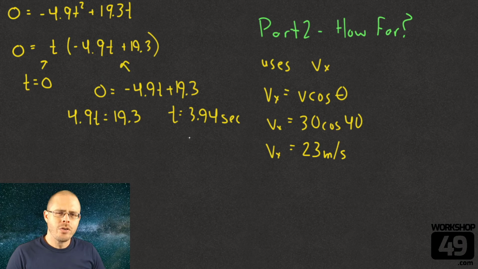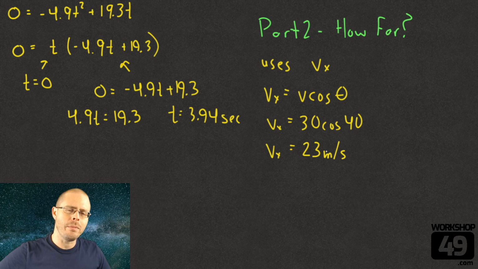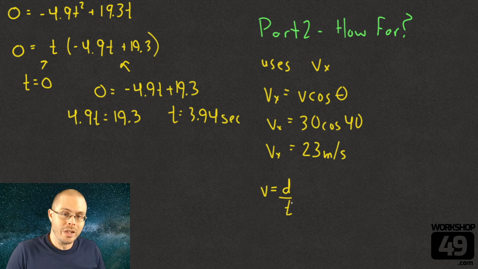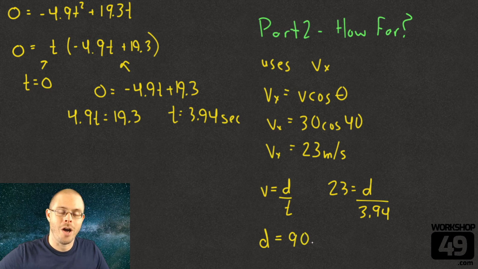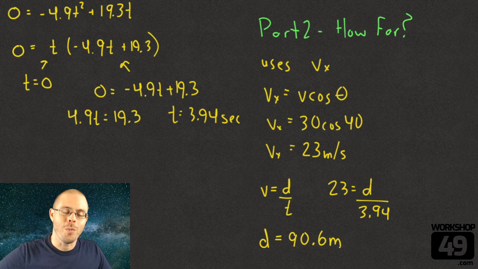That means the entire time that this ball is in the air, it is moving away from us at 23 meters per second. That has nothing to do with going up and down. It just means it's doing that the whole time. Because that's constant, we can actually use v equals d over t. Fill in 23 for our velocity, 3.94 for our time, multiply that out, and it tells us that the distance away that the ball went was 90.6 meters.